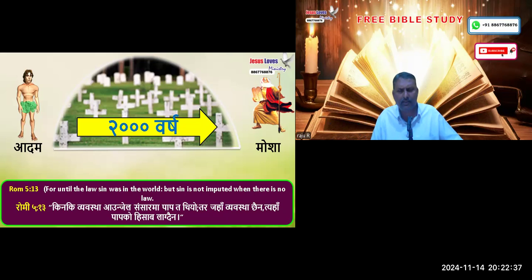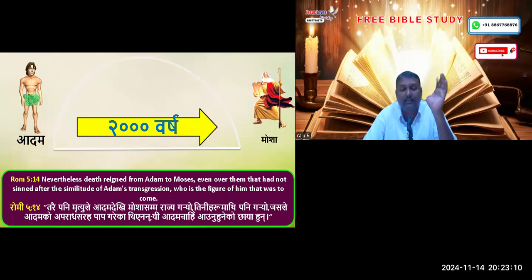But from Adam till Moses, dear brethren, there was no law at all. Everybody lived as per their wish. Then why should they die? Because God did not tell them that you should not sin like this, you should not do like this. God never told any of those things. Then why should the people die? Why did the people from Adam till Moses die? Because verse 12 clearly said, this is because of the sin inherited through Adam. Okay. Now read verse 14, Romans 5:14.